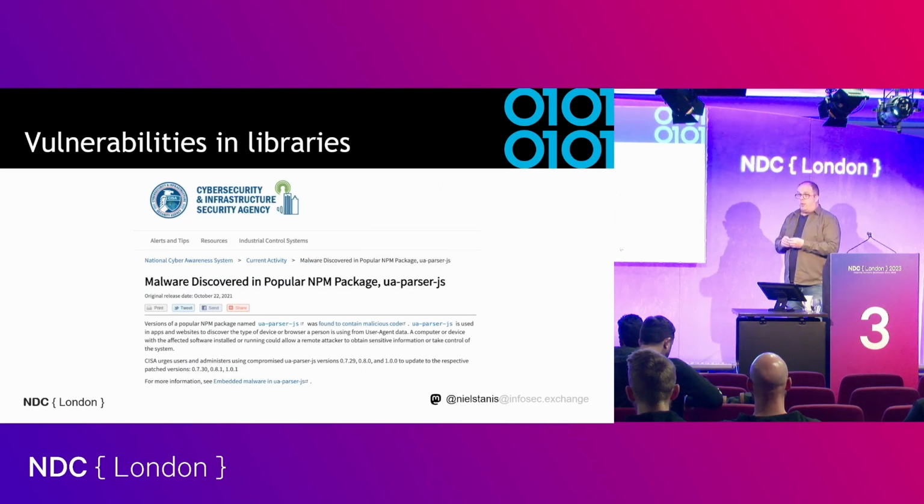Libraries could get compromised and used for different purposes, right? So this was one related to a UA parser NPM package, and this is the Cybersecurity and Infrastructure Security Agency that published this, where they say like, hey, we found malicious code inside this library. The NPM ecosystem consists of a lot of small parts that make up the thing that you're using.